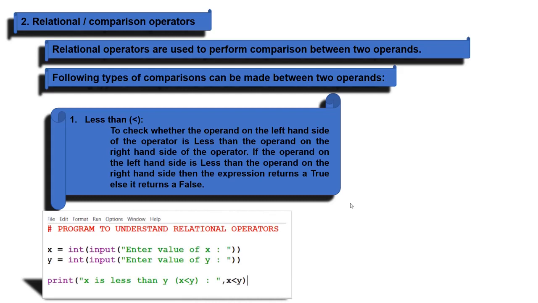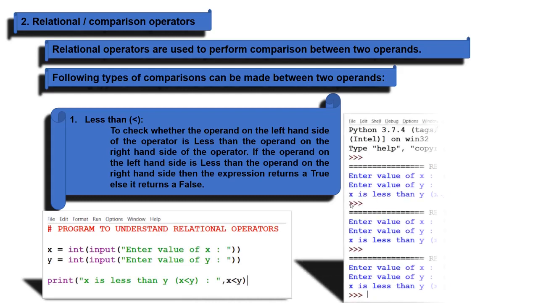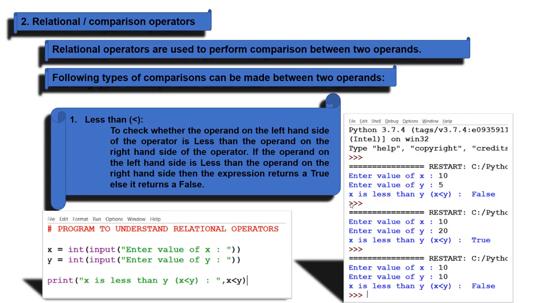Just have a look at the example. In this example, we are entering two values, x and y. So if 10 is entered in x and 5 is entered in y, then x less than y will return false because x is 10 and y is 5. In the second case, if 10 is entered in x, 20 is entered in y, then x less than y will return a true. In the third case, if 10 is entered in x and 10 is entered in y, then both the values are equal. So x less than y will again result in false because both the values are equal.